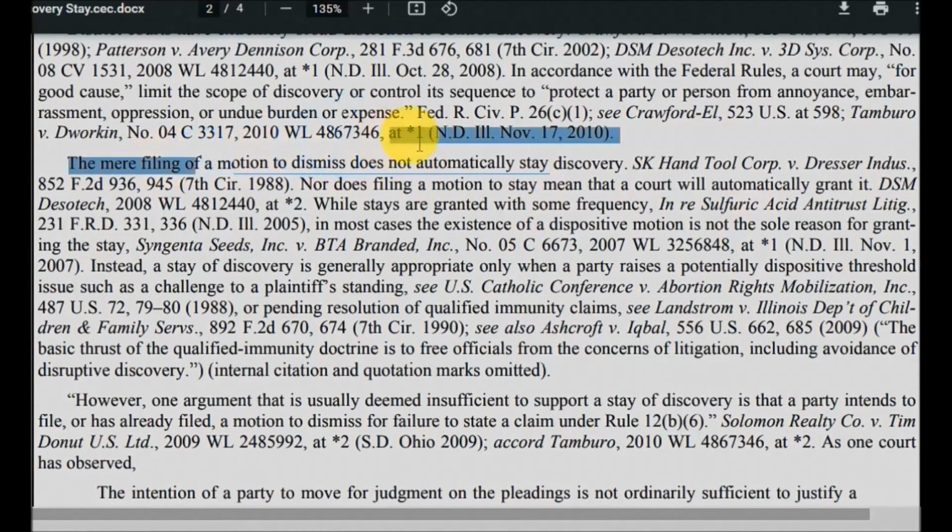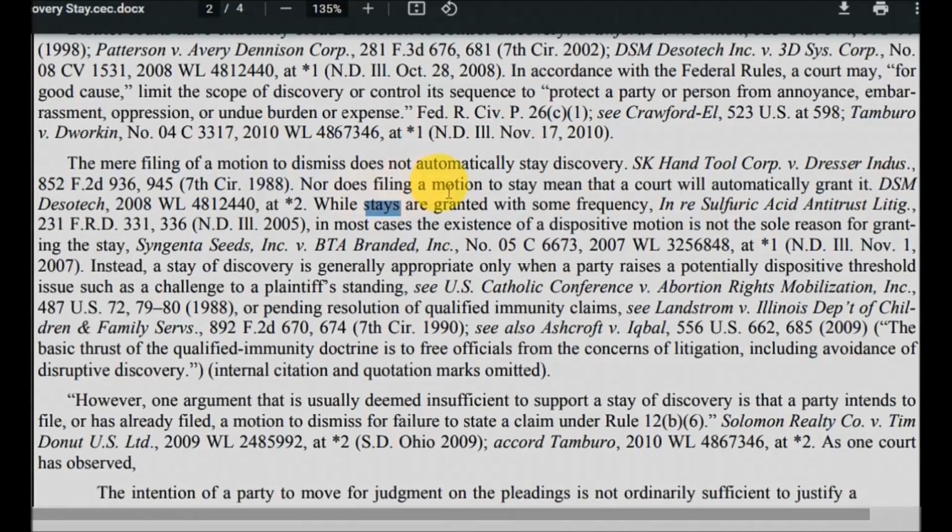The mere filing of a motion to dismiss does not automatically stay discovery, nor does filing a motion to stay mean that a court will automatically grant it. While stay is just another legal term to say put something on hold. It's a no-brainer, stay.